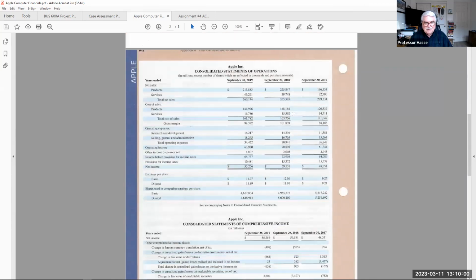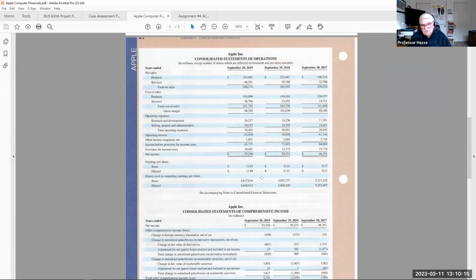This is the statement of operations and the income statement for Apple Computer, showing that they made a little bit over $55 billion in net income in 2019. They had an earnings per share. Now, let me explain what this means. Basic earnings per share is $11.97, and the diluted earnings per share is $11.89.